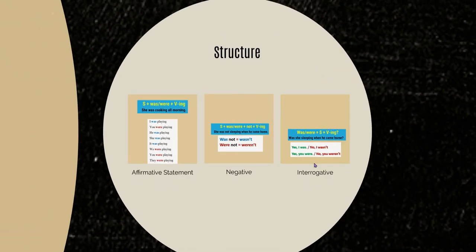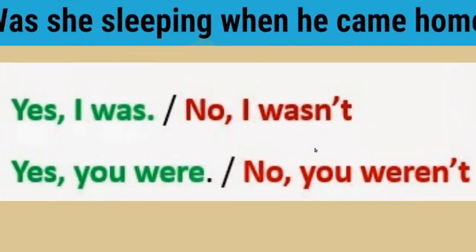Finally, in the interrogative statement, remember, we need just to add was or were at the beginning of the statement. Was she sleeping when he came home? Yes, she was. No, she was not, or she wasn't. We can also use the long or short form to answer. Look at this. Yes, I was. No, I wasn't. Yes, you were. No, you weren't.